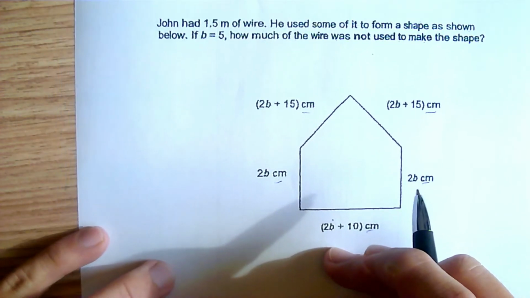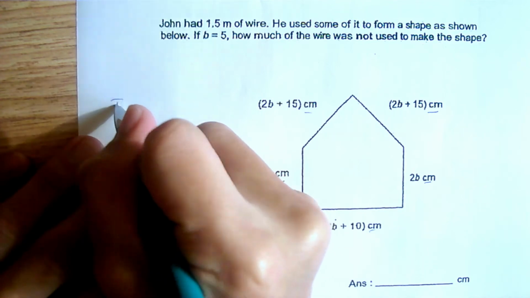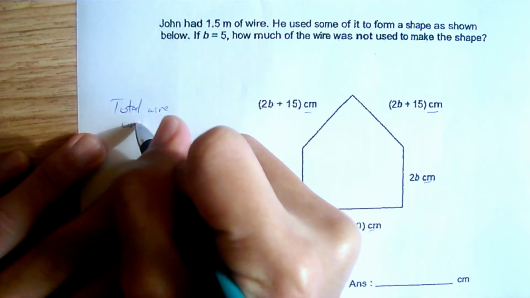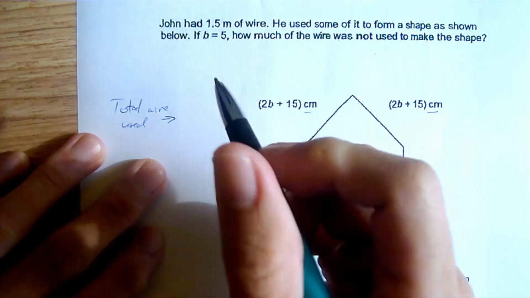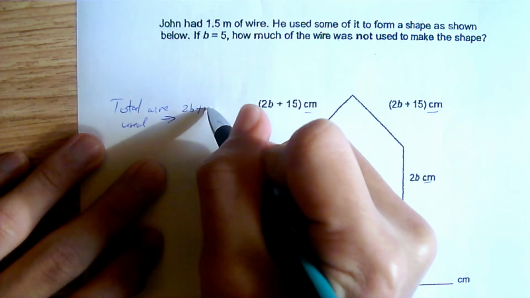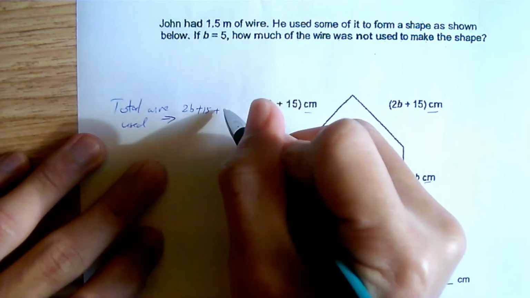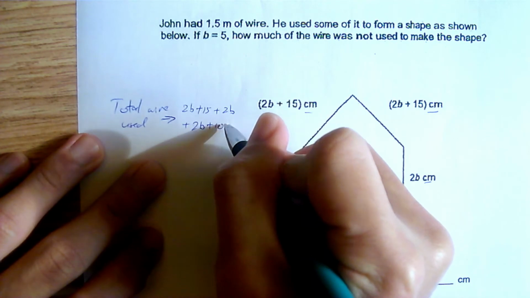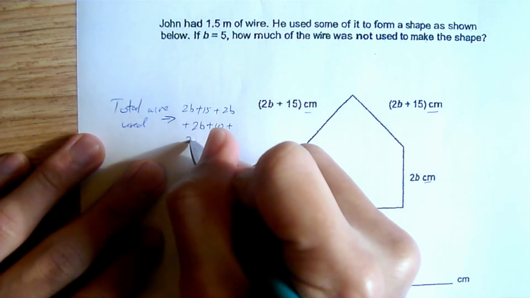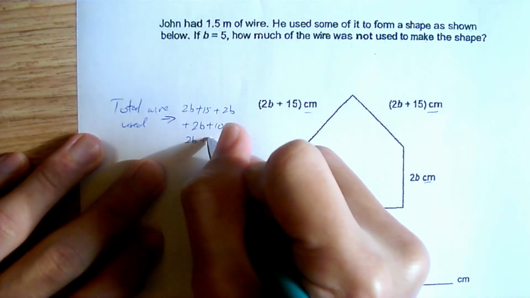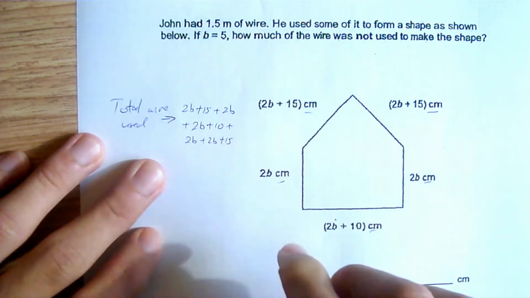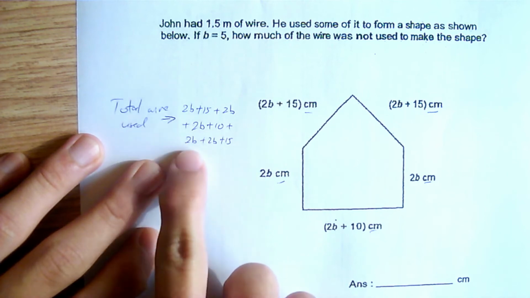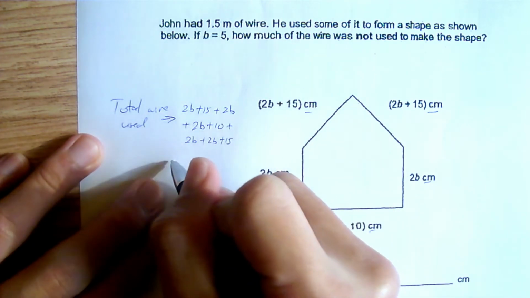So the working will be, total wire used, arrow, 2b plus 15 plus 2b plus 2b plus 10 plus 2b plus 2b plus 15. Okay, so let's recheck. 2b plus 15, 2b, 2b plus 10, 2b, 2b plus 15. Okay, so what will that give us?